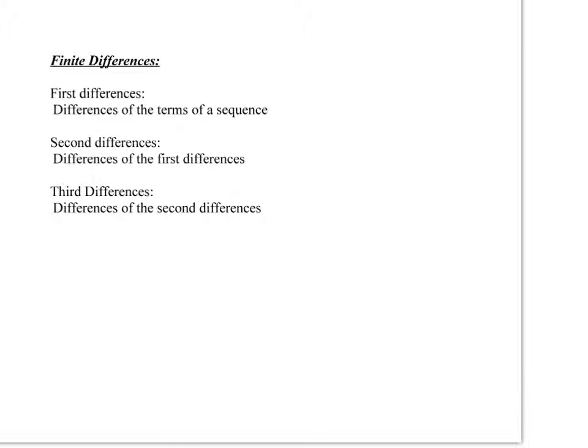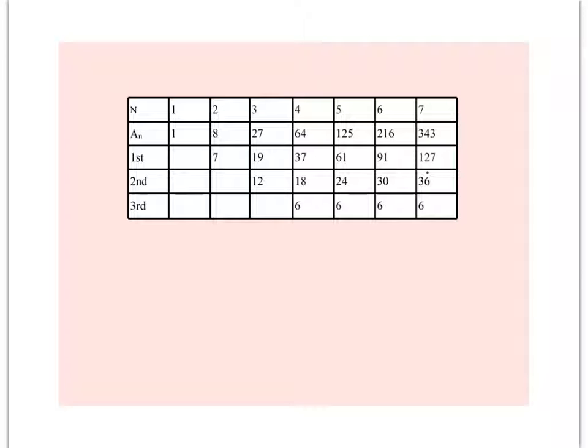We call the differences when I subtract the consecutive terms of a sequence the first differences. My second differences are going to be the differences of the first differences. Rocket science, huh? And the third differences are going to be the differences of the second differences. Yes, the fourth differences would be the differences of the third differences. We're going to use differences now to find the rule for a power series.